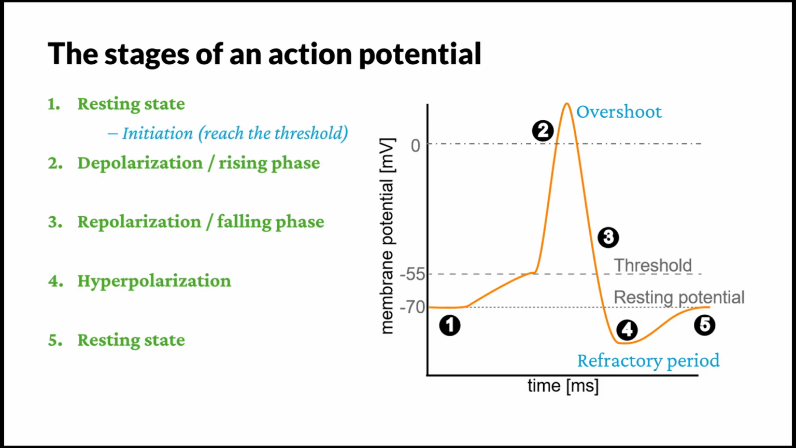First, after the resting state, when the stimuli is received, we need to get to the threshold. The threshold is a specific value, and we need to get to it to initiate an action potential, ergo the name initiation. We also have the overshoot. This refers to one part of the rising phase and a part of the falling phase in which the membrane potential is greater than 0. After the repolarization, we have the refractory period.